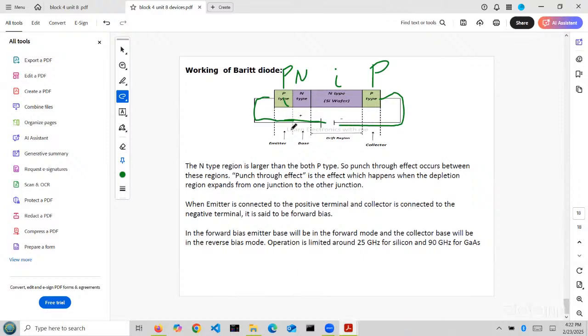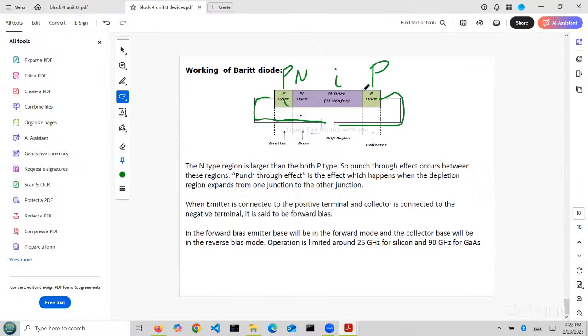And another thing, emitter is connected to which one? P-type. Here the base is treated as N-type. Collector is treated as P-type. This we can guess as a short question only.